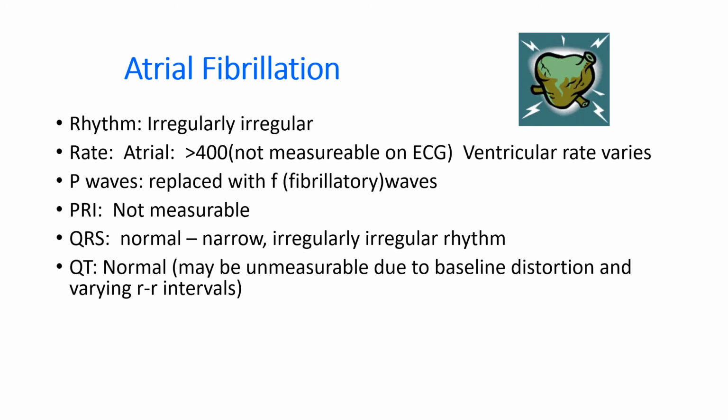Your QRS is normal because the impulse is coming from the atria, and again, it is an irregularly irregular rhythm. There's no rhyme or reason to it. You can't even get any kind of pattern, and that's what they mean by irregularly irregular. There's no type of pattern that is going to occur. Your QT is really difficult to measure if you can't see the T wave because of the distortion of the fib. But if you can see a T wave, the QT is usually normal.